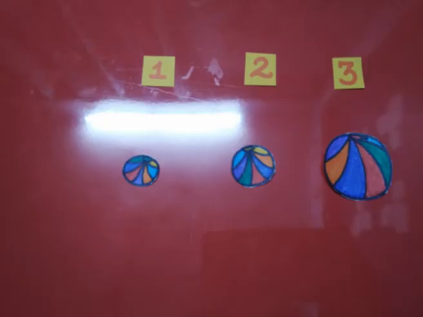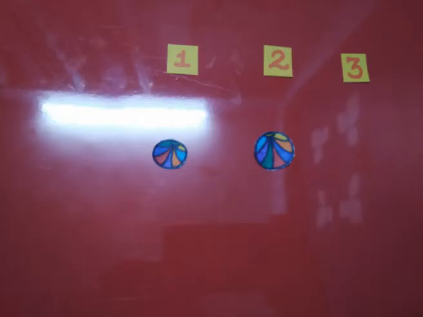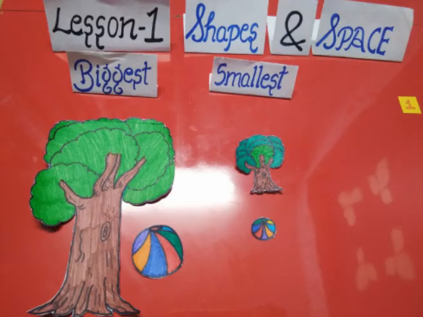And the next is these balls. Now which one is the biggest in these balls? Yes, the ball which is in the 3rd number is the biggest ball. And now we have the remaining 2 balls. And now we will find out the smallest one from these balls. So the ball which is in number 1 is the smallest one. So like this we have the biggest ball and the smallest ball.